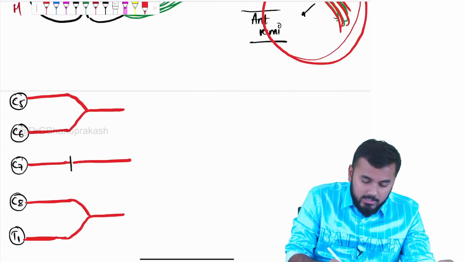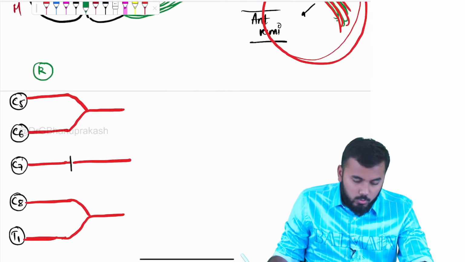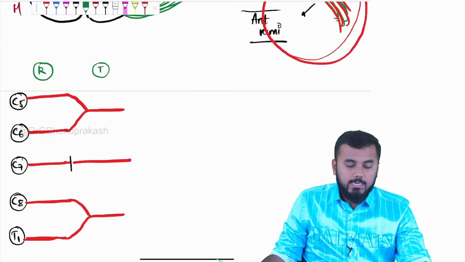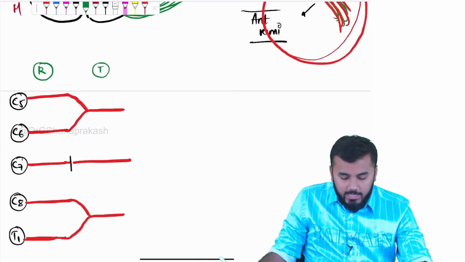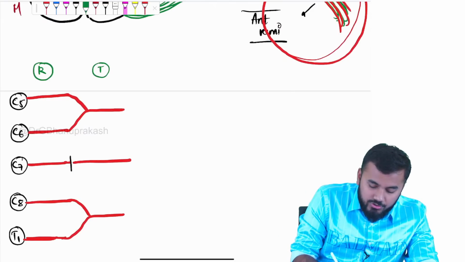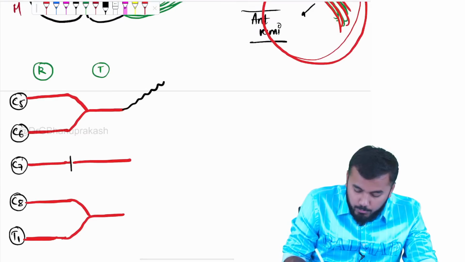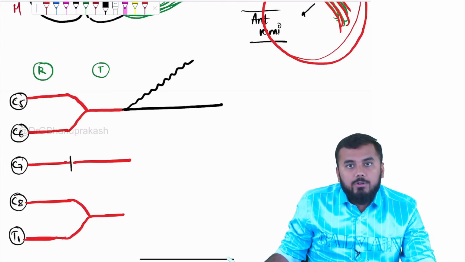So what are these called? These are called roots. Now after the roots, what are these called? These are called the trunks. An important thing to remember is that each trunk will further divide into two branches. This is called the posterior division. This is called the anterior division.